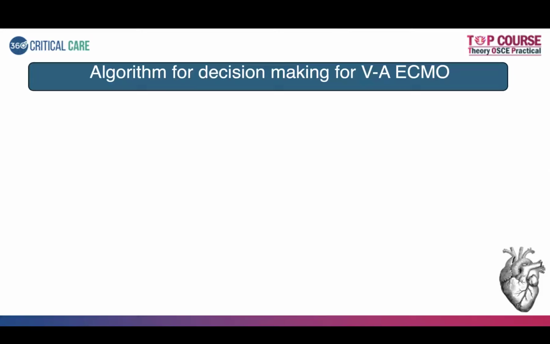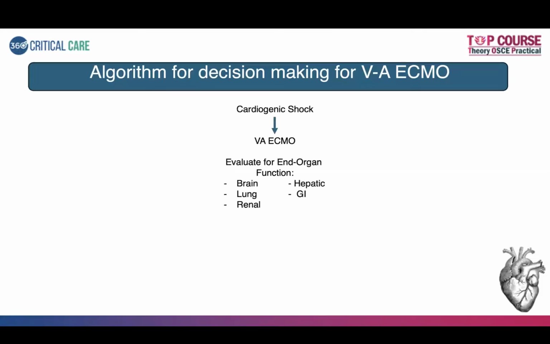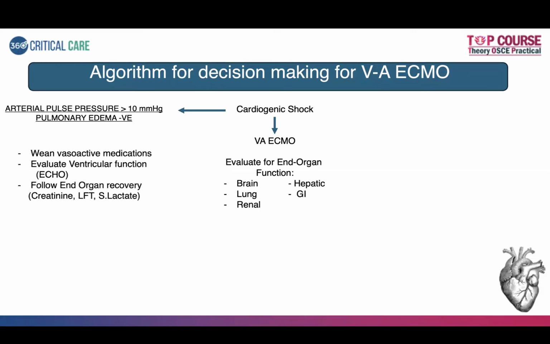So the algorithm for decision making on VA ECMO is: the patient had a cardiogenic shock, you put the patient on ECMO, and you evaluate end organ function, that is brain, lung, renal, hepatic, and gastrointestinal. If the arterial pulse pressure is more than 10 and pulmonary edema is negative, then on vasoactive medications you evaluate the ventricular function using echo and follow the end organ recovery, that is creatinine, LFT, and lactate levels. Whereas if the pulse pressure is less than 10 and pulmonary edema is present, then you need to go for LV decompression.